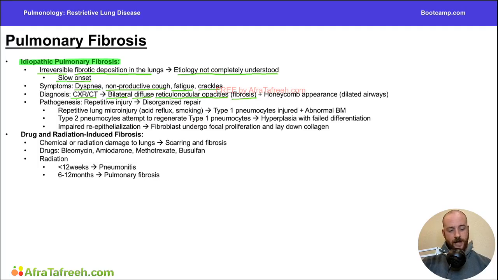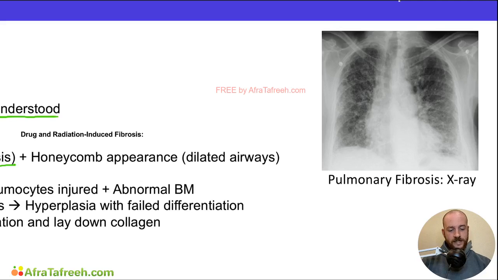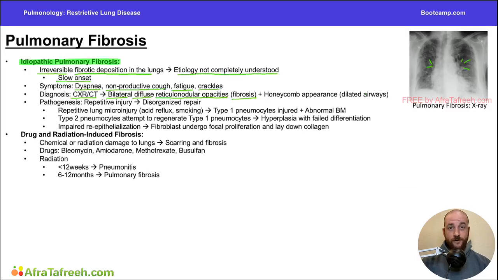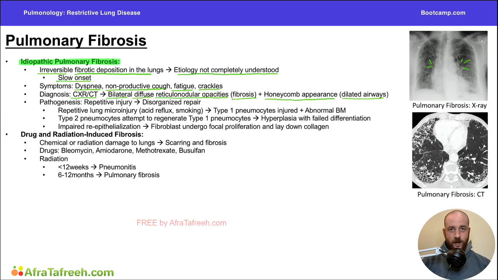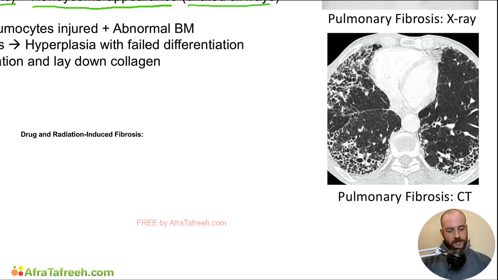So if we just take a look at this chest x-ray here, we can see this bilateral diffuse pattern of reticulonodular opacities here, which is characteristic of idiopathic pulmonary fibrosis. And furthermore, on CT, we can see a honeycomb appearance to the lungs, and this is due to the dilated airways that we see in pulmonary fibrosis. So if we just take a look at this CT scan right here, we can see all of these dilated airways here, which is giving the lungs the honeycomb appearance, which is characteristic of pulmonary fibrosis.